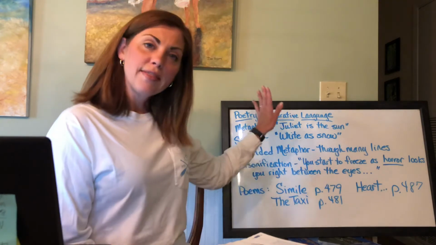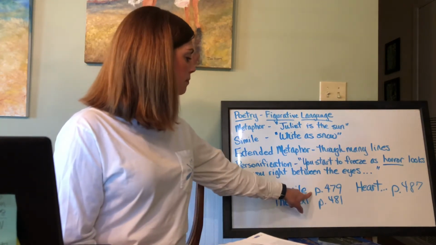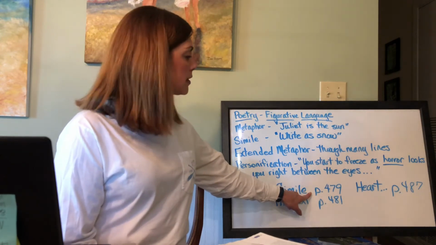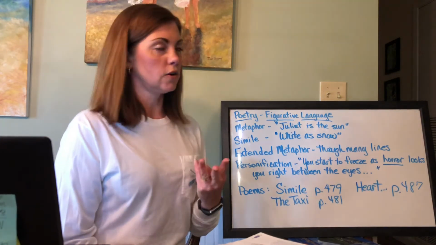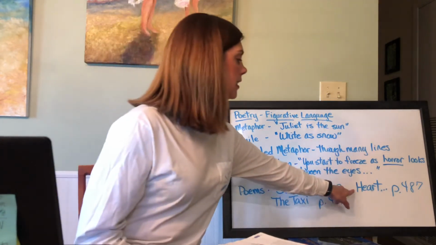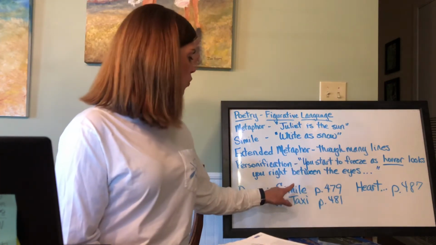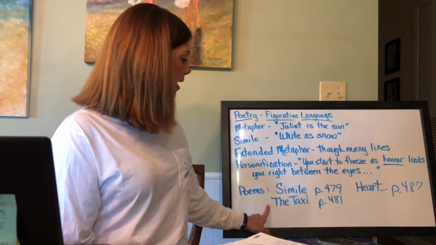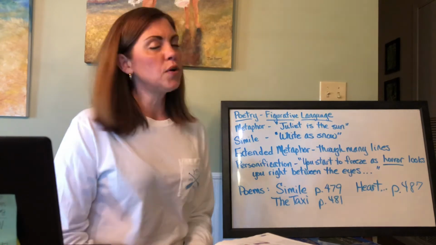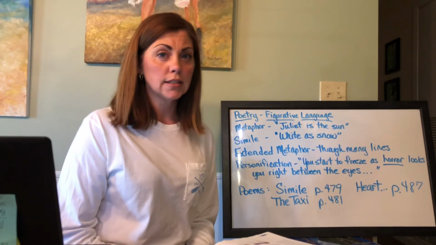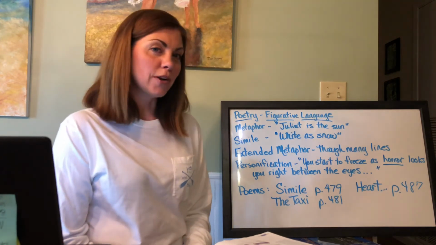So with that in mind, we're going to be looking at three poems today. The first one is on page 479. It is Simile. The second is The Taxi by Amy Lowell, page 481. The third is Heart, We Will Forget Him, by Emily Dickinson, page 487. I put them in the wrong order when I first said them. It doesn't really matter what order you read them in, but in the questions, I went in this order. I don't think these poems are very difficult to understand, and they're all very short. But they say a lot in just a few words, which is the beauty of poetry.